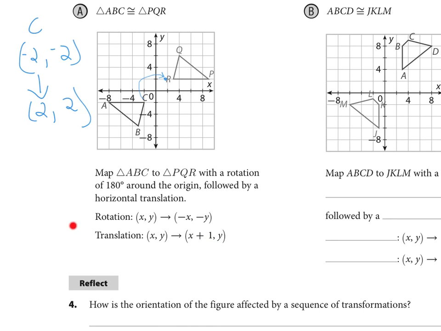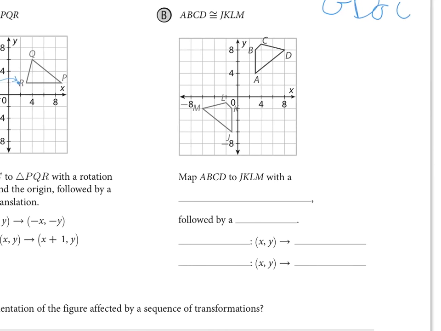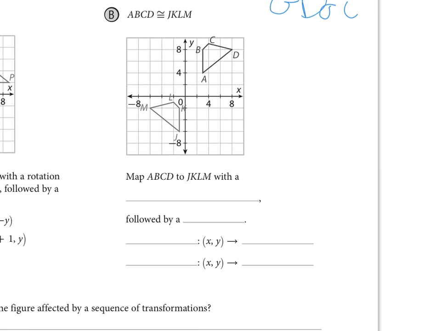So this is our sequence of rigid motions, and that proves that ABC can get mapped to PQR. Let's do another one. In part B here, we're trying to map ABCD to JKLM. And again, let's follow just one point. Okay, so we're moving from A to J.